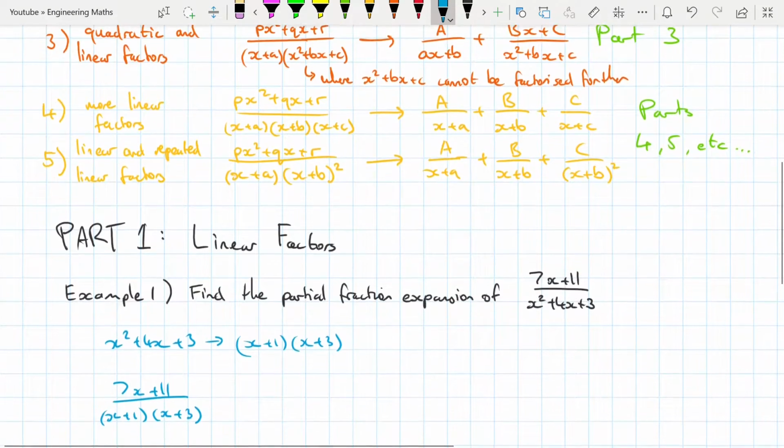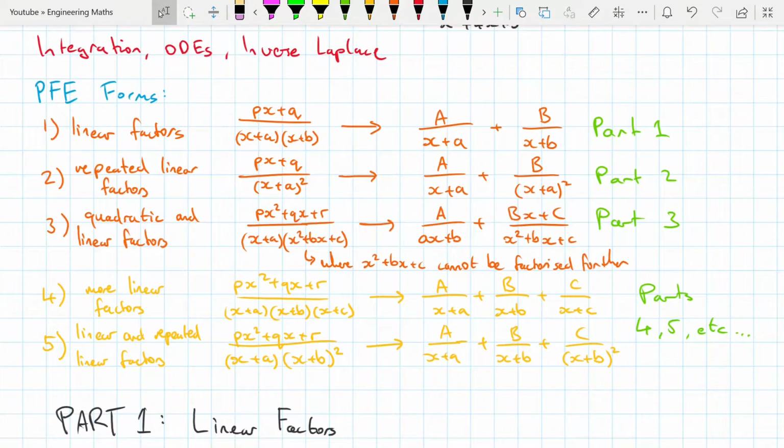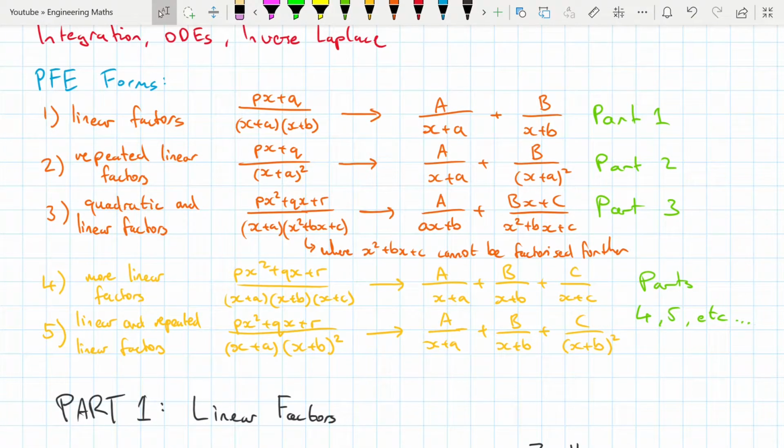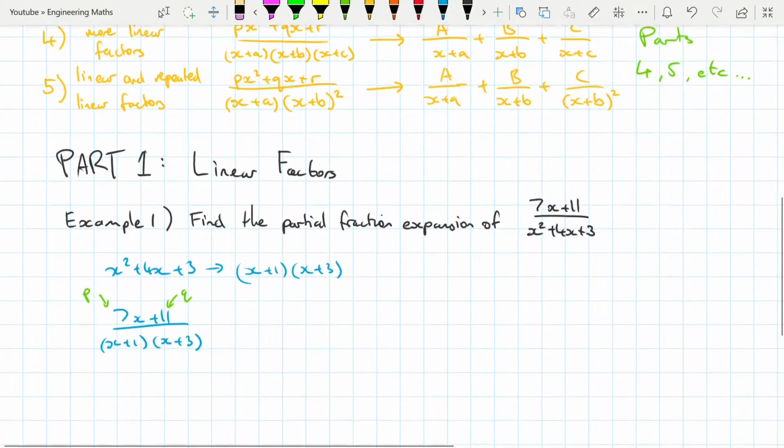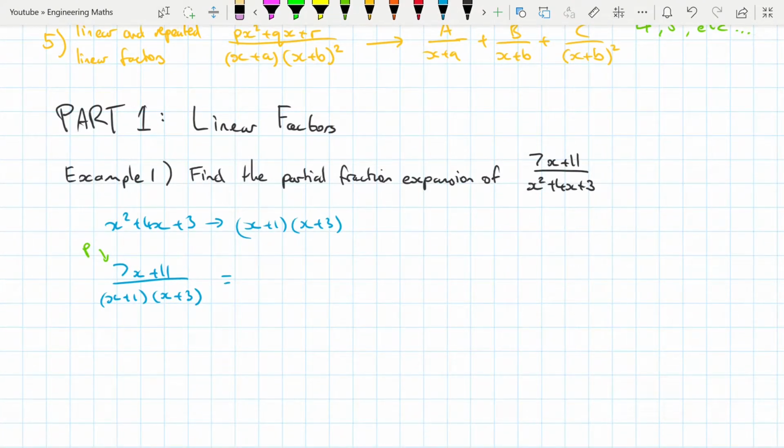And we can see that this matches up with the form of the linear factor. And the solution would be in the form capital A over x plus a, plus capital B over x plus b. We can rewrite that out too. So in this case, we can see that this a is just 1, and b is 3, from this side.